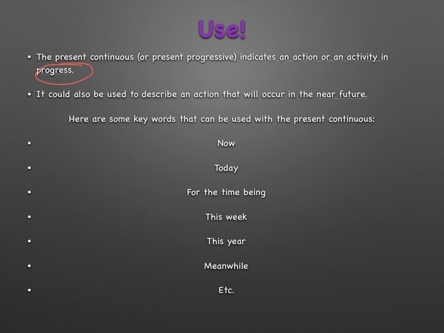So it means that you could use keywords such as now, for the time being, or meanwhile to describe your activity. It could also be used to describe an activity or an action that will occur in the near future. In that case, I could use keywords such as today, this week, or this year.